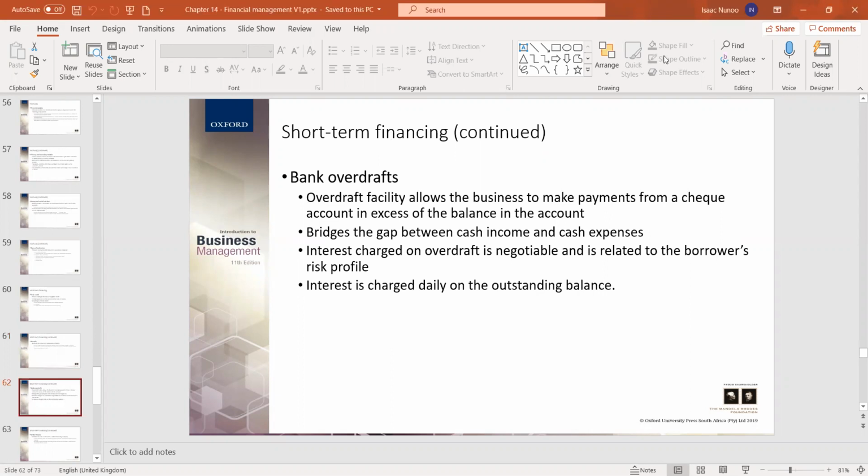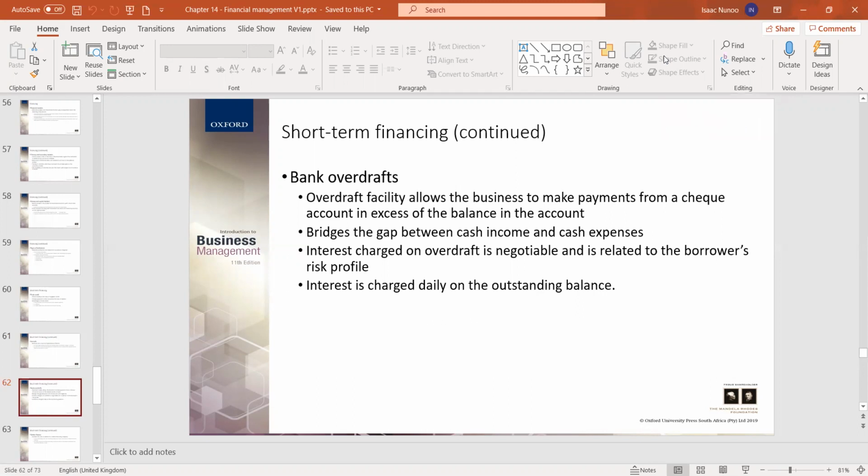Now we can also talk about bank overdraft. So bank overdraft is also a short-term financial instrument. So an overdraft facility allows businesses to make payments from a cheque account in excess of the balance in that account. So that is what we call overdraft.